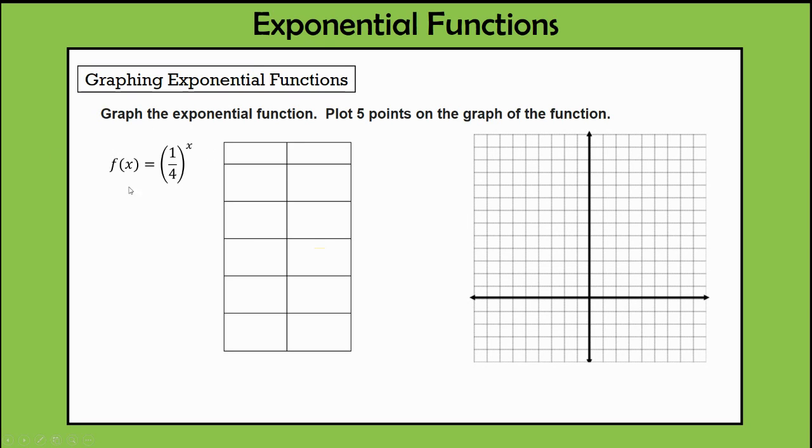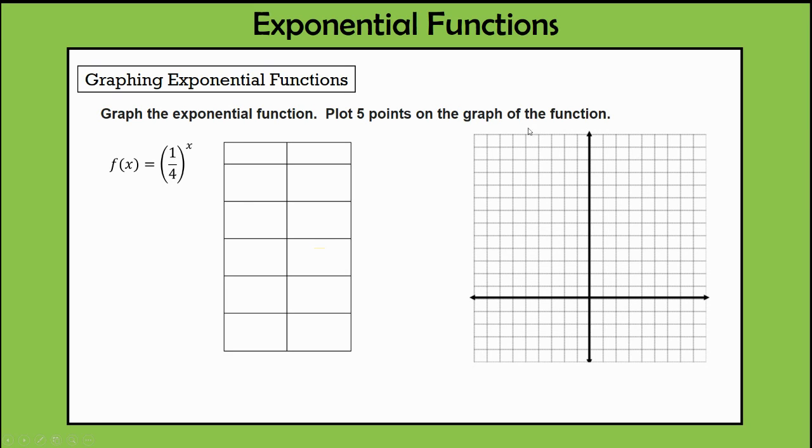Okay, so this is our first one that we're going to graph. Graph it, plot 5 points on the graph of the function. Guys, you need to make a table of values and calculate. Now, what kind is this? Is this growth or is this decay? Well, our b, which is the number that is the base of the exponent x, is a number between 0 and 1, so we're looking at decay.